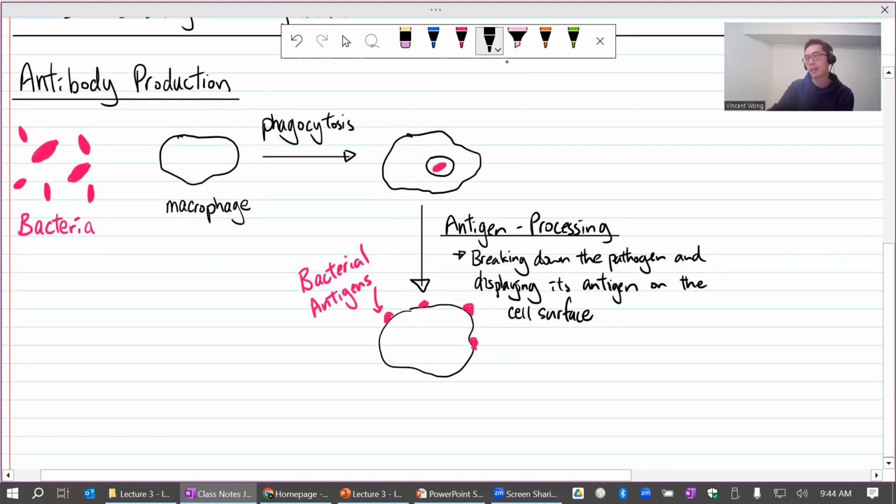It eats the red bacteria, it breaks it down, it puts it on the membrane. Okay? It's like it wants to show all the cells, hey, look what I just ate. Okay, this is the enemy. That's what it looks like. Go find them. That's antigen processing.